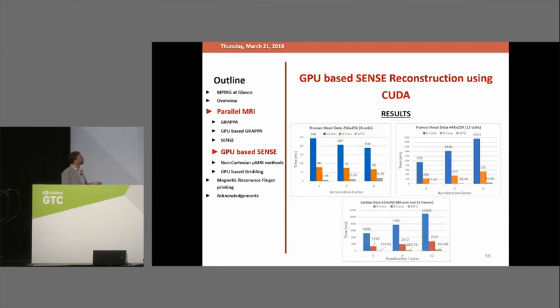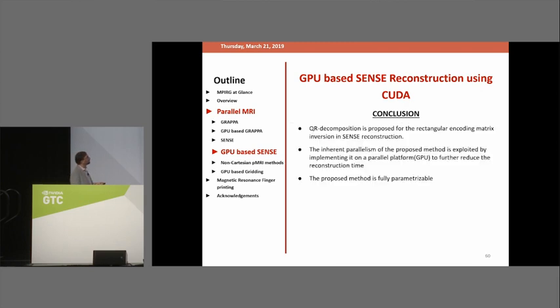So this provides a comparison. The gray color bars show the GPU computation, and you could see that the proposed architecture has significantly reduced the reconstruction time using SENSE. So in conclusion, QR decomposition is proposed for the rectangular encoding matrix inversion in SENSE reconstruction, and the proposed method is fully parameterizable. It could be extended to any acceleration factor, any number of receiver coils.